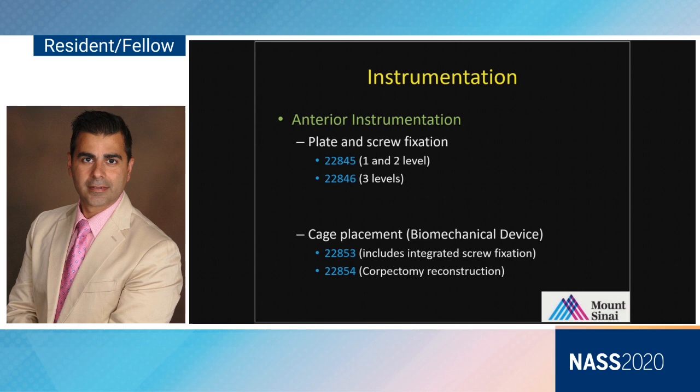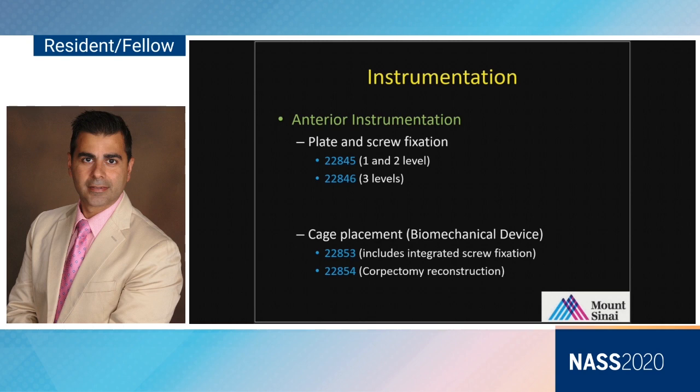Many of us will use either a structural autograft or allograft for an anterior cervical discectomy and fusion. However, it is fairly common nowadays to also utilize a biomechanical intervertebral cage device, and that carries a unique code, which is 22853. It is also important to know that standalone devices with internal fixation attached are coded with just the 22853. You do not code an anterior instrumentation code separately, as there is no separate plate and screw placement with those standalone incorporated devices.